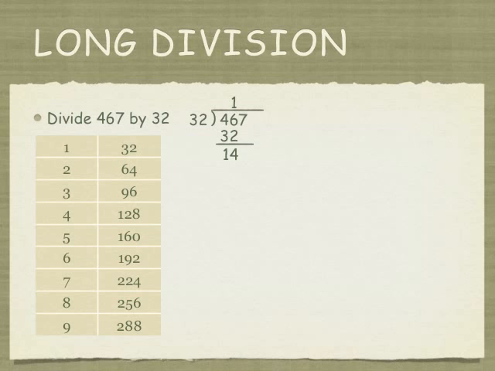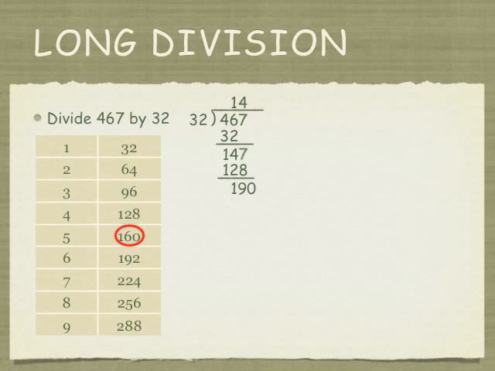Now the 7, which is the next digit, I have to bring down. So I have 147. Now I can't put 160 into 147, but I can put 128. And 128 is 4 times 32. So I put the 128 and the 4 on the top. Now I subtract again 128 from 147, giving me 19, and I bring down a 0 because I don't have any digits left on top.